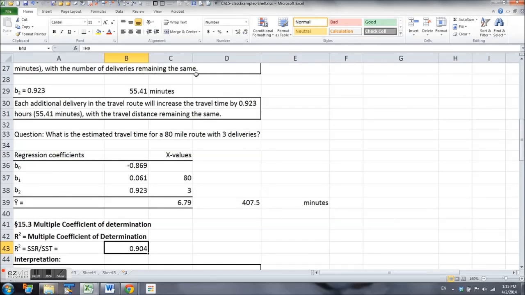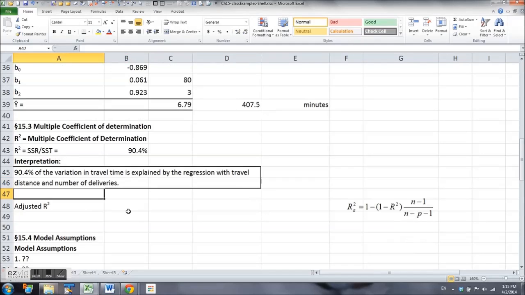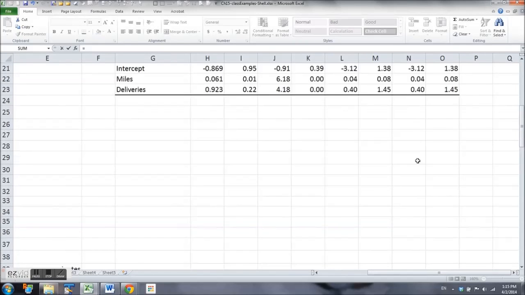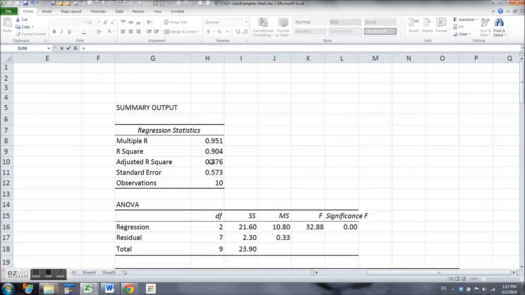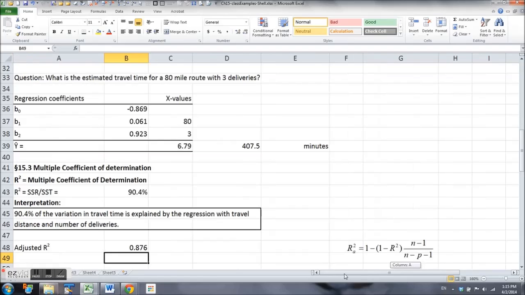So we have the R squared here. Let's make that into a percentage. The interpretation for R squared is that 90.4% of the variability in the travel times is explained by the regression. Now, adjusted R squared, of course, is from the ANOVA table again, which is right there. And here is the formula for adjusted R squared.